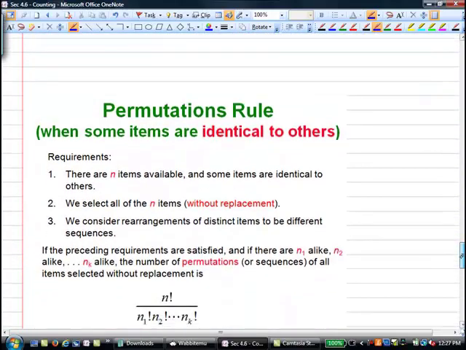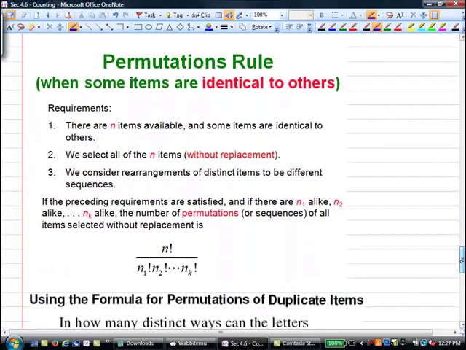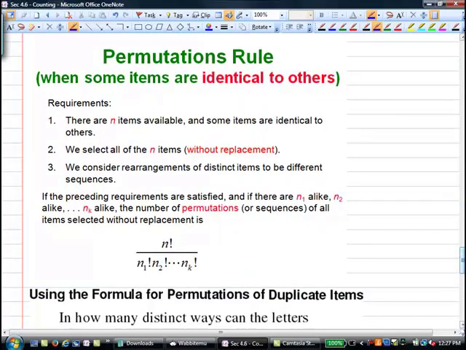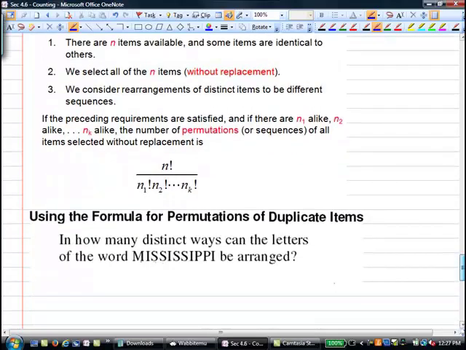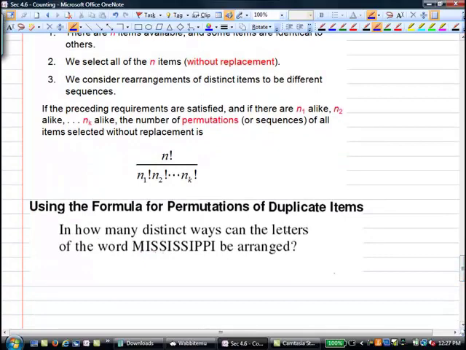The order doesn't matter. Now there's one more permutation rule, and that is whenever you have things that repeat, when some items are identical to others. This is another formula. Using this formula for permutations, in how many distinct ways can the letters of the word Mississippi be arranged? In n factorial, n is the number of letters in Mississippi. So there's 1, 2, 3, 4, 5, 6, 7, 8, 9, 10, 11. N is equal to 11.